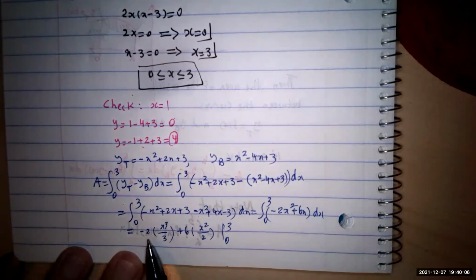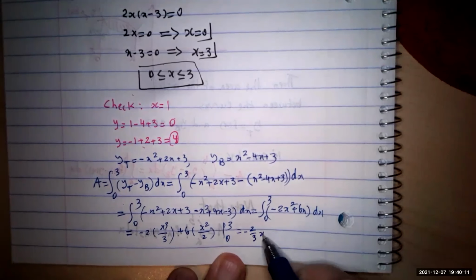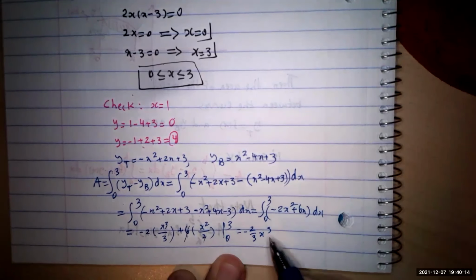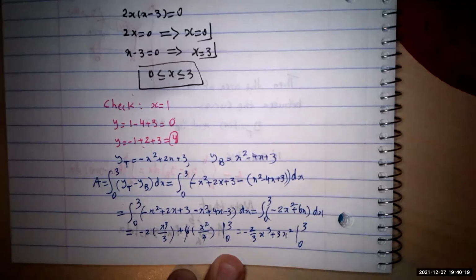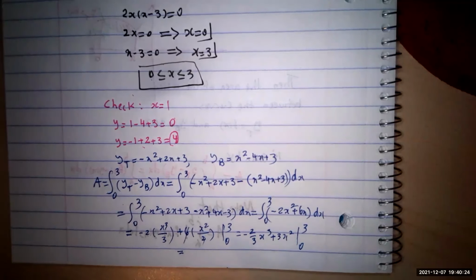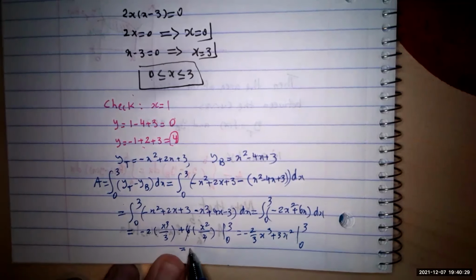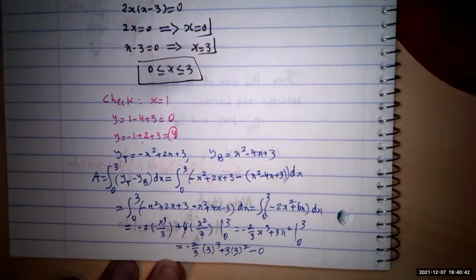We cannot simplify it, so that gives us a negative 2/3 x cubed. And over here we can simplify, so that gives us a plus 3x squared from 0 to 3. Substitute. So if you substitute over here, we have a negative 2/3. We put x equal to 3, so that gives us a 3 cubed, and the plus 3 times 3 squared. And if you put the 0, everything would be 0 because of the x.